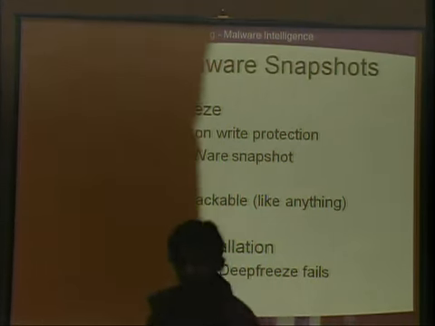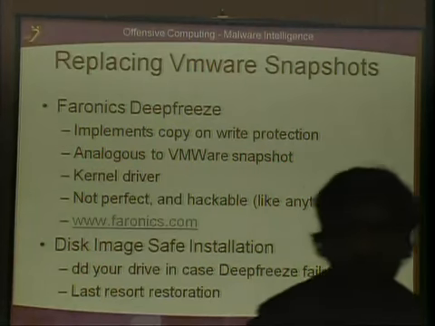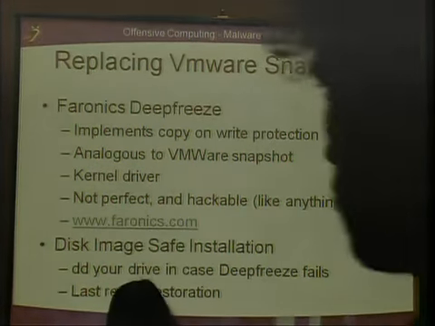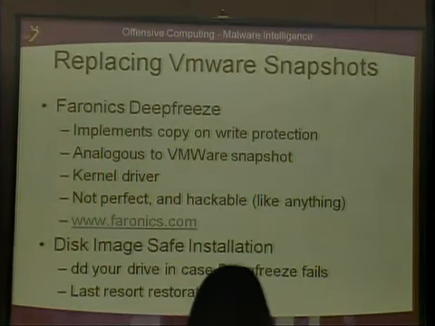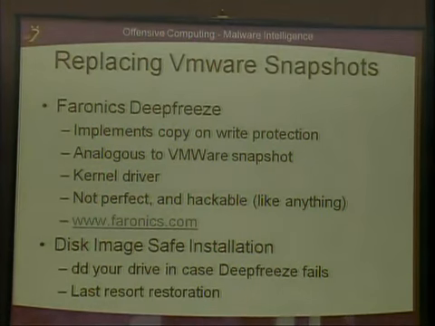As far as replicating VMware snapshots, which is one of the more useful tools, I wanted to put a plug out for Faronics Deep Freeze. I have no monetary interest in this company, but it's been a pretty good tool for me. Basically, it implements copy on write protection in the kernel. It's not perfect and it's hackable, but I haven't seen anything specifically target it yet that wasn't specifically meant to say that this code was buggy. So malware samples themselves haven't actually got it. But another thing that you should do is disk image using DD or whatever methods you have available as a last resort.